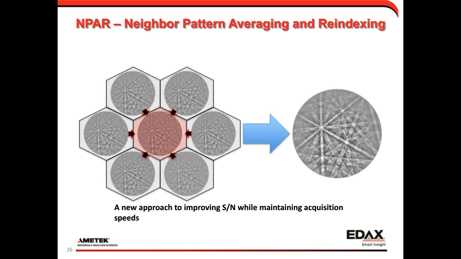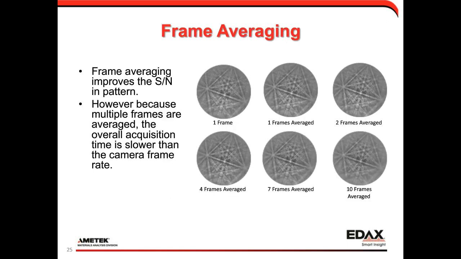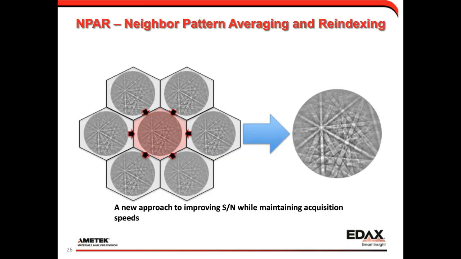Because if I go back and look at what frame averaging does, if I average 2 frames together, I've doubled my acquisition time. And while I'm getting good quality patterns, again, I'm pushing for speed. Something like NPAR lets me get that speed I need, and also get high quality signal to noise patterns.